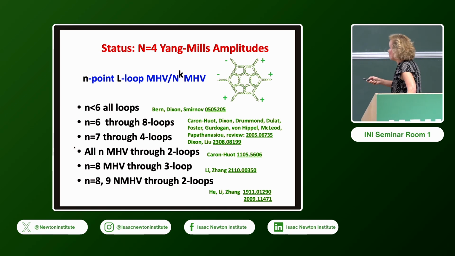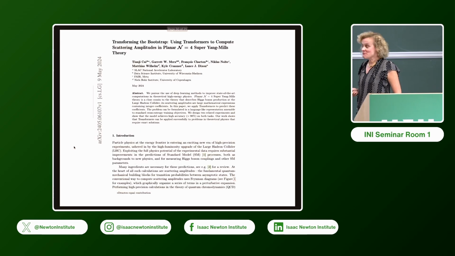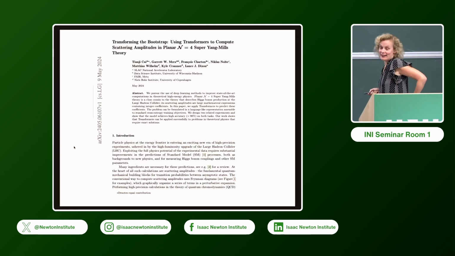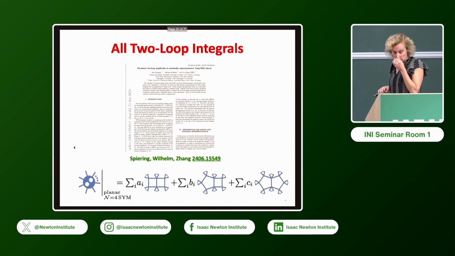Now, and more recently, 8 and 9 MHV has been done to 3 loops by Song He and his students. Amusingly, AI and machine learning is now being used by Lance Dixon and some of his postdocs, and also Kyle Cranmer and others. So they've been using transformers to fit some of this high loop computation. So it's quite remarkable.